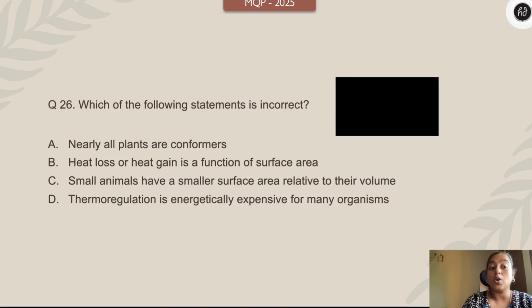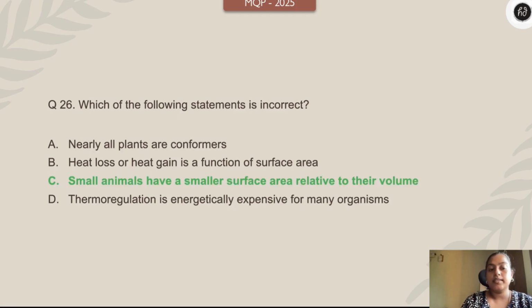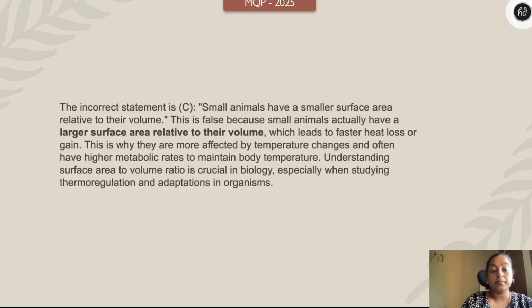Which of the following statements is wrong? Nearly all plants are conformers. Heat loss or heat gain is a function of surface area. Small animals have a small surface area relative to their volume. Thermoregulation is energetically expensive for many organisms. Your time starts. 3, 2, 1 right now. Okay, the answer is: small animals have a small surface area relative to their volume. Actually, that's wrong, right? They relatively will have a larger surface area to their volume, which will lead to faster heat loss or gain. That is why they are more affected by temperature changes and often have higher metabolic rates to maintain their body temperature.